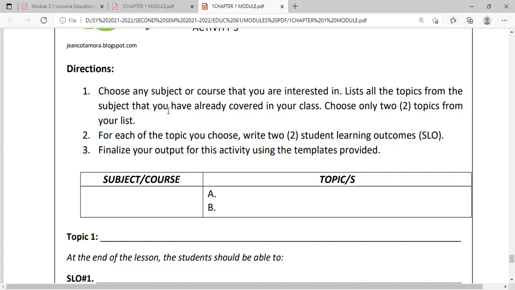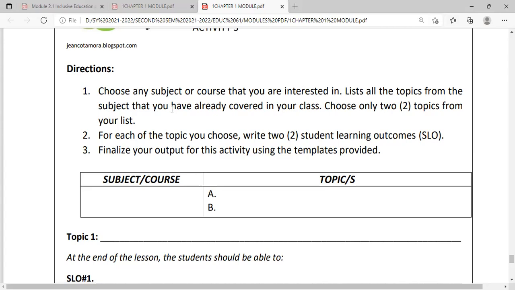For example, you take note about Filipino. So the topics you discussed in Filipino before, you have to list them. Write down the topics you want to remember, and you can choose only 2 topics from your list. Choose only 2 topics from your list, and from each topic you choose, write 2 student learning outcomes. So for each topic you chose, you make 2 student learning outcomes.